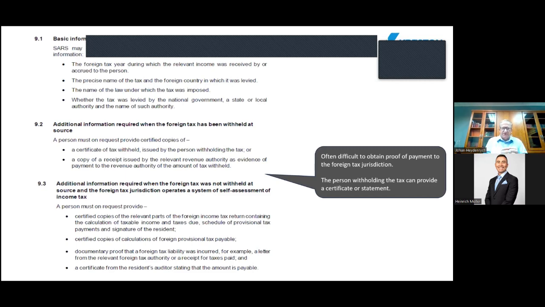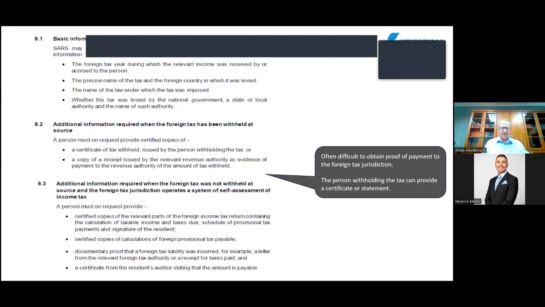So if the tax has in fact been withheld, in practice, you really struggle often to get proof of payment from the foreign tax authorities. And in the olden days, we always struggled to get it. But SARS now allows you a certificate of tax withheld issued by the person withholding the tax.